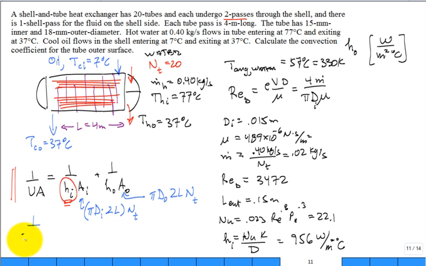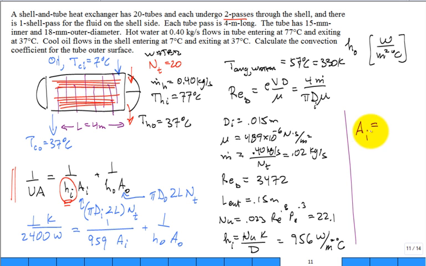So we have 1 over 2,400 watts per Kelvin. You have 1 over h inner, 959. You had all that area inner. 1 over h outer, all that area outer. I'm going to skip over here. I hate to. Let me just give you the number. 7.5398 meters squared, area on the outside. 9.0478 meters squared. Hence, you calculate from this equation right here the h naught. h naught is 397 watts per meter squared degree C.